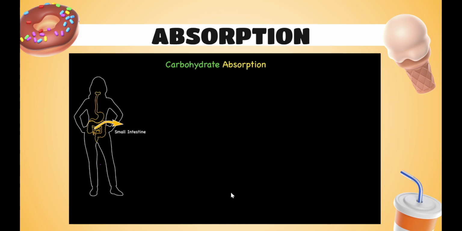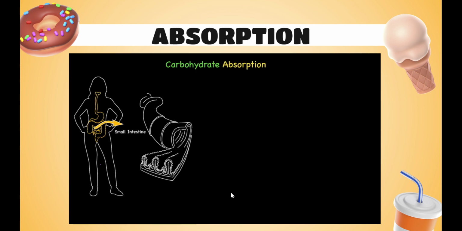Let's now enlarge a section of the small intestine so we can look at the finer detail. You will see that the walls of the small intestine are made up of 4 layers. The serosa, or outer layer, the muscularis, the submucosa, and the mucosa.